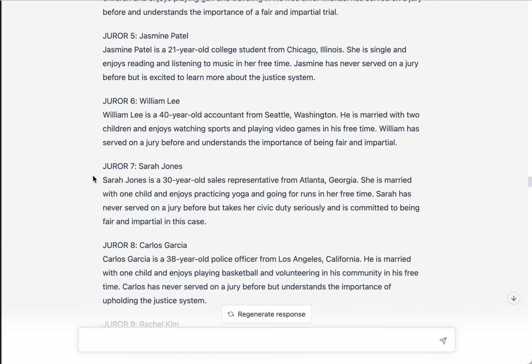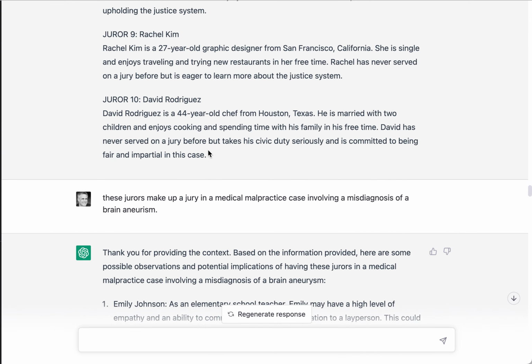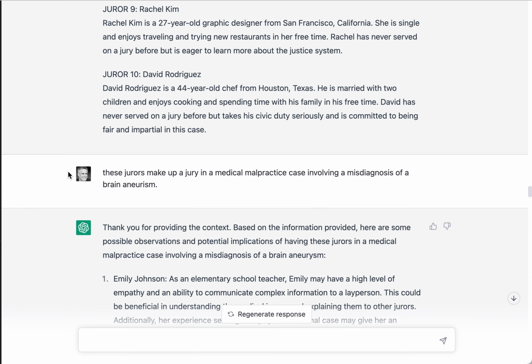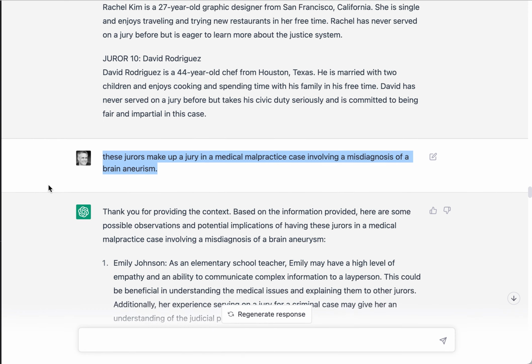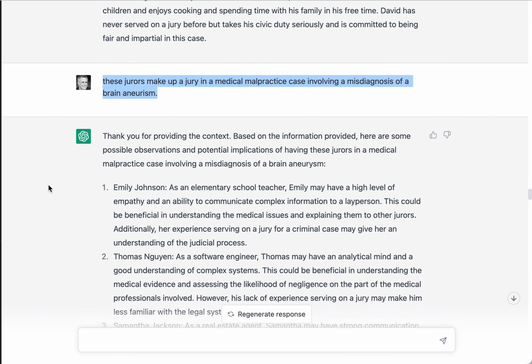So here's each one of those individuals all the way down to David Rodriguez, which tells me that was our last one. And again, I probably should have asked for a certain district. So now what I did is I indicated that there's a trial. These jurors make up a medical malpractice case involving misdiagnosis of a brain aneurysm. I chose that because when I got down to deposition and closing statements, I used that specific case. But I would have preferred to have more details. Again, if this wasn't a proof of concept, I would have put a significant amount of details in about the case.